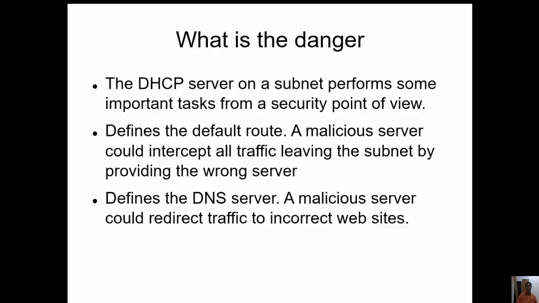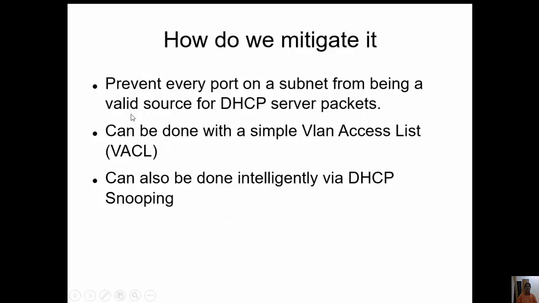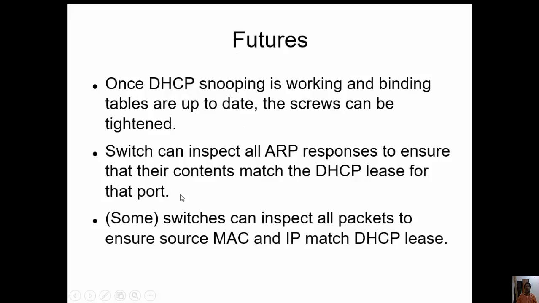We need to discuss where the danger is, how we mitigate it, and how it works. A malicious DHCP server in a network can provide a different default route, so it could intercept all traffic and provide a wrong server to the network. How do we mitigate? Simple: we can create an access list, and the second solution is DHCP snooping.